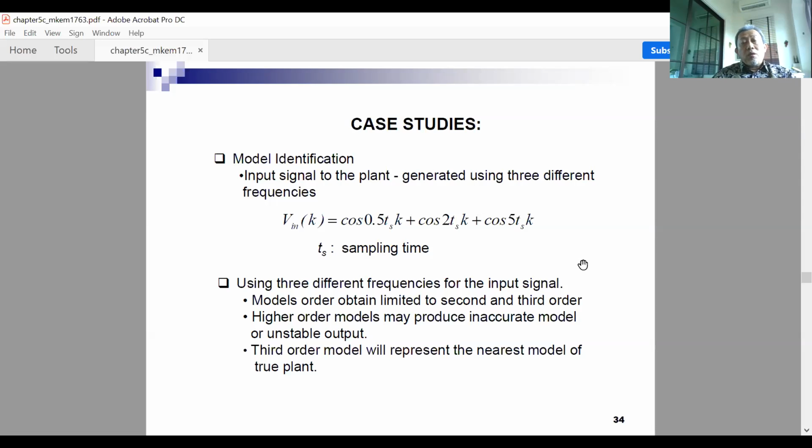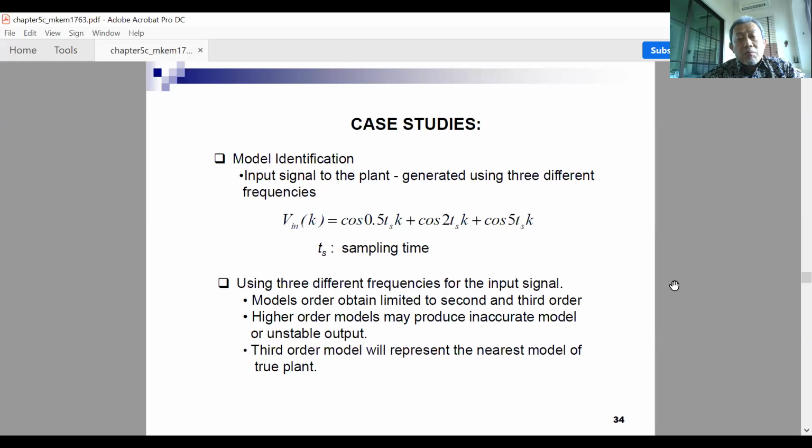Dekat scope pada input and output, that is due to the input signal. So we generate 3 different frequencies, which is V in is equal to cos 0.5 TSK plus cos 2 TSK plus cos 5 TSK, with the sampling time TS. Then we use 3 different frequencies for the input signals.